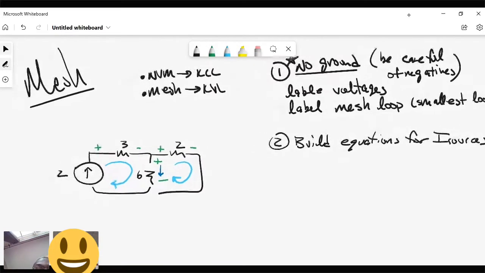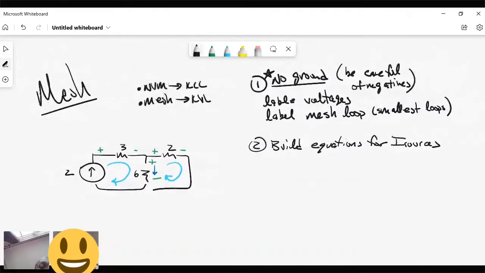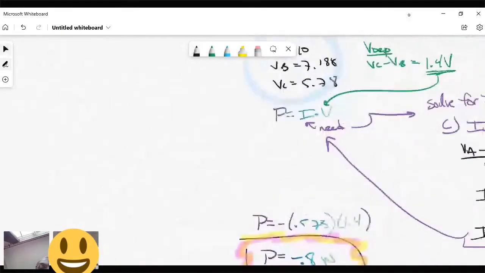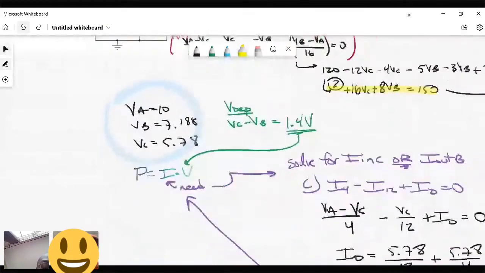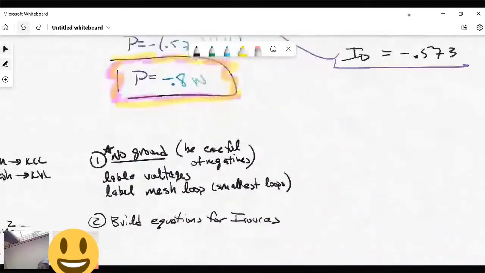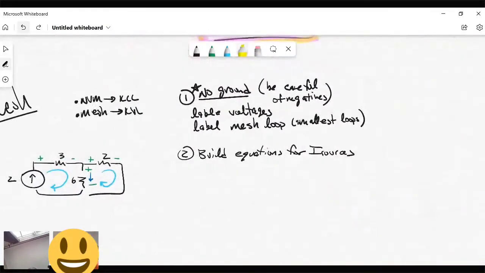So what does that look like? In the node voltage method, we did this step right here. We did each voltage source and said, okay, because of the way the equation is, VA automatically equals 10. And because of the way that this is, the dependent source couldn't really equal anything, but it would have been nice for it to equal something. We're going to do the same thing for mesh current, but for the current source.